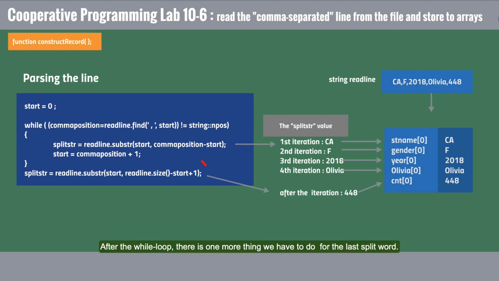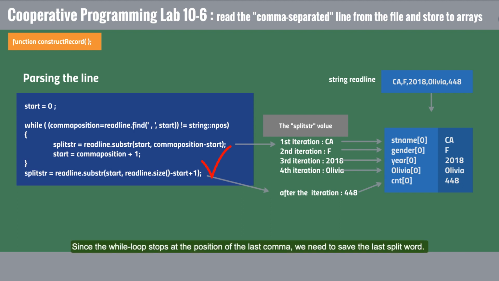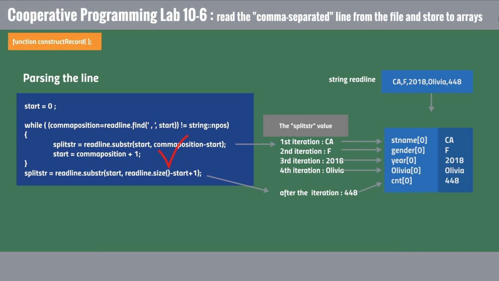After the while loop, there is one more thing we have to do for the last split word. Since the while loop stops at the position of the last comma, we need to save the last split word. The last substring starts from the position start, and then the number of characters is length minus start plus 1.